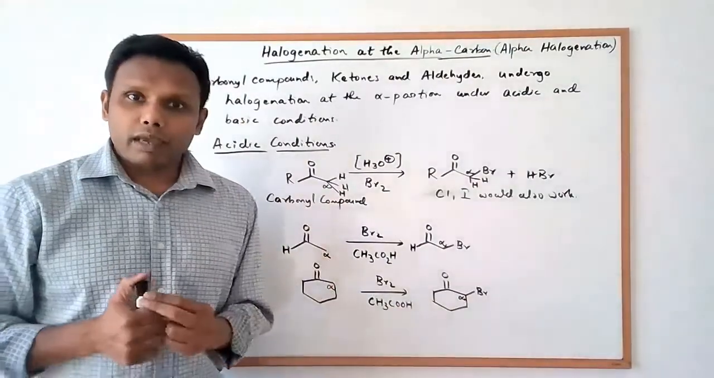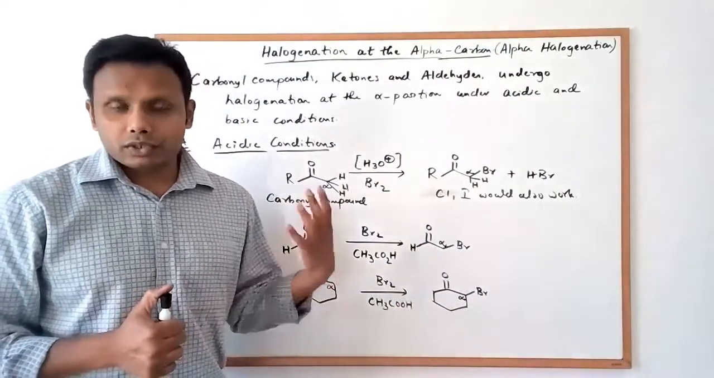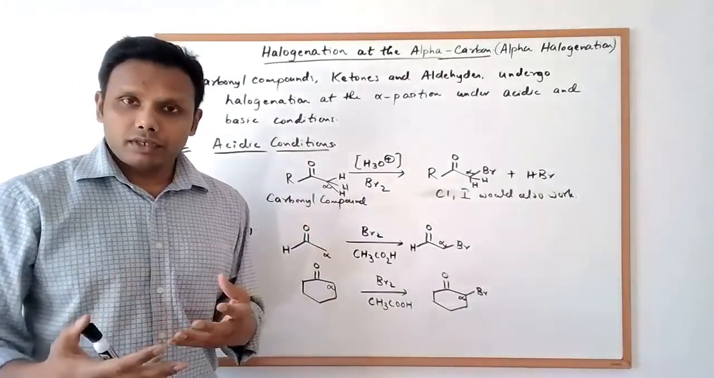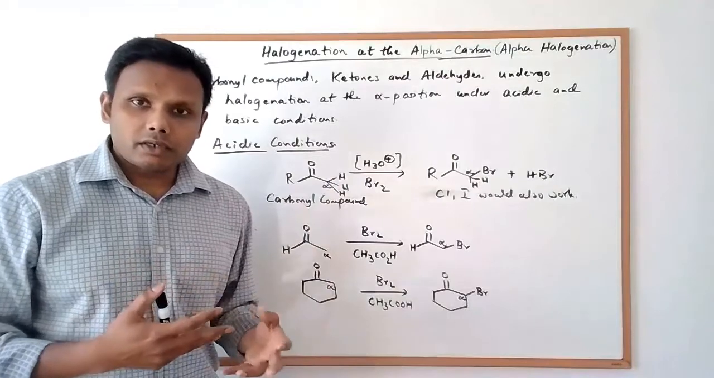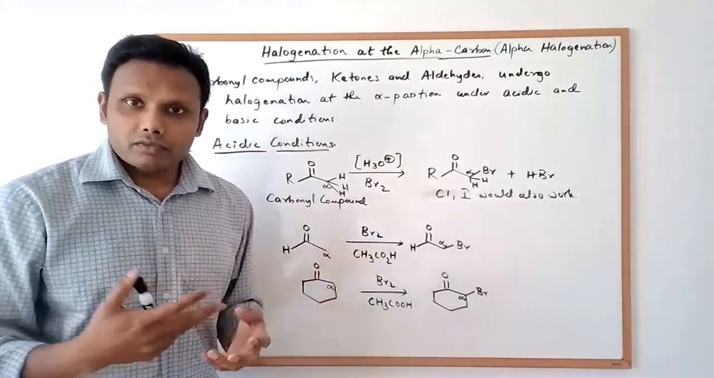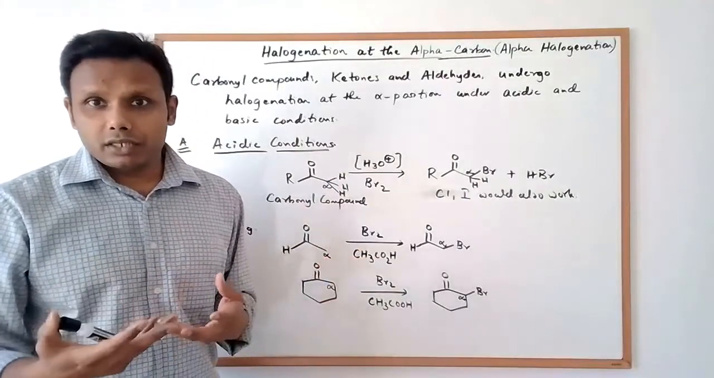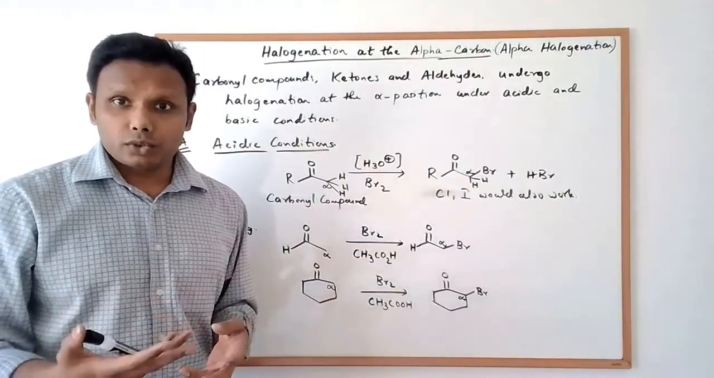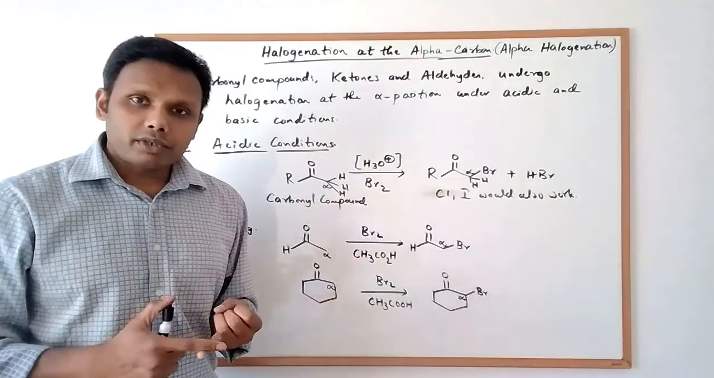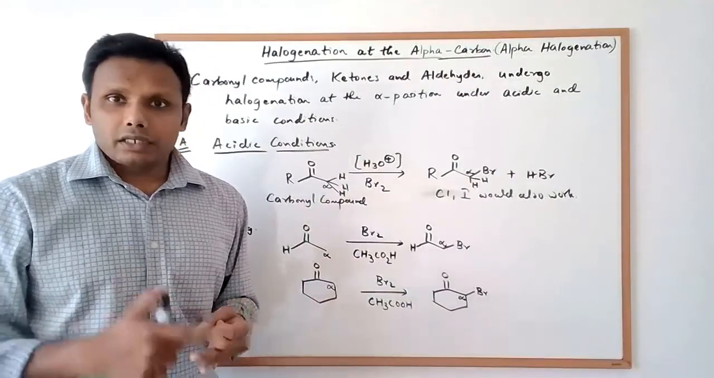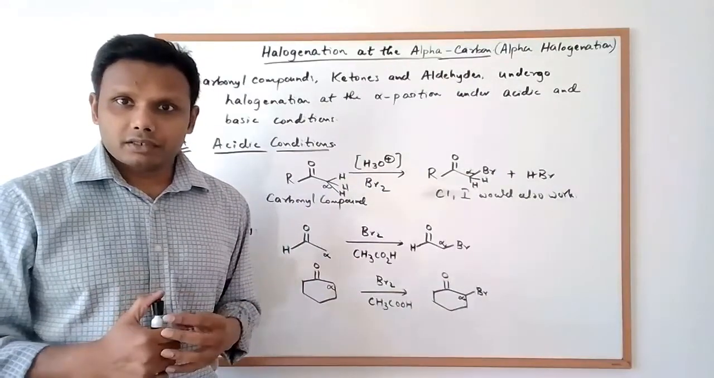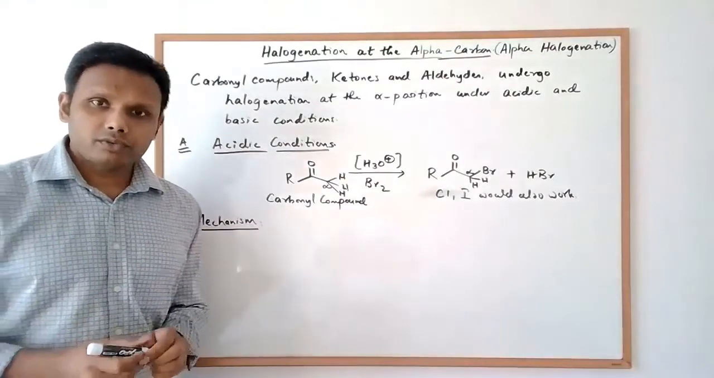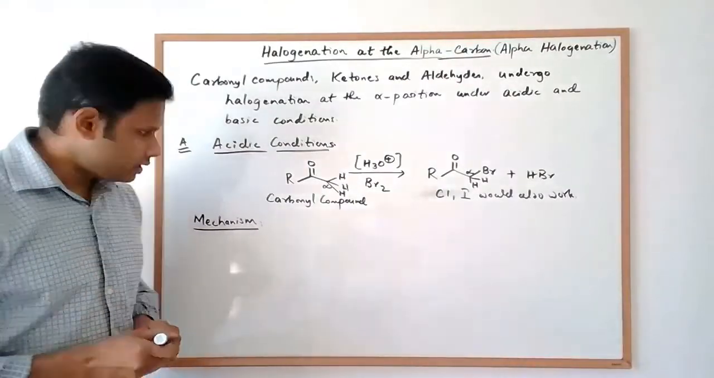Next, let's look at a mechanism of this reaction. Now, this reaction involves enols. As we learned earlier, a lot of this chemistry involves the formation of either enols or enolates, which serve as nucleophiles. Enols are formed under acidic conditions, and enolates are formed under basic conditions. So let's look at the mechanism of the reaction. The mechanism starts with the formation of an enol.